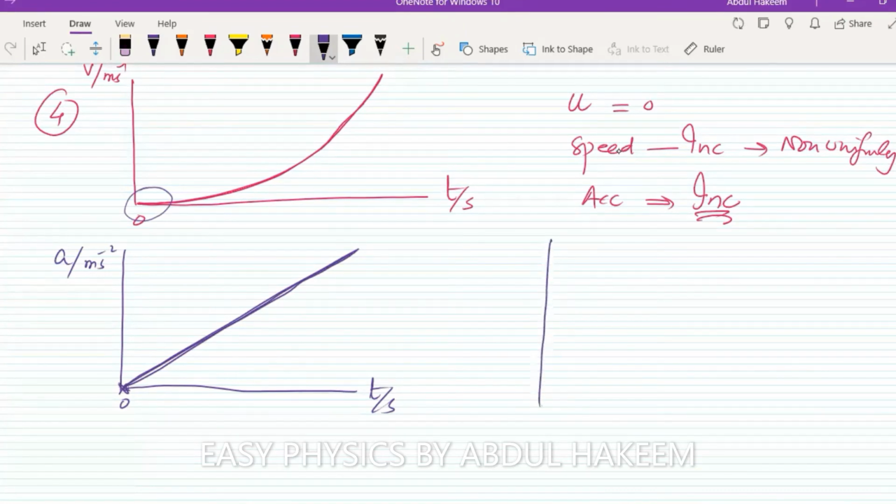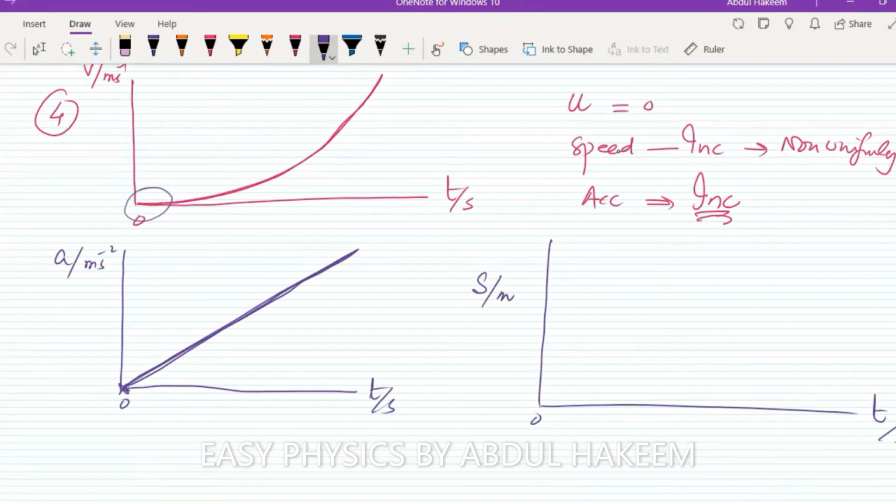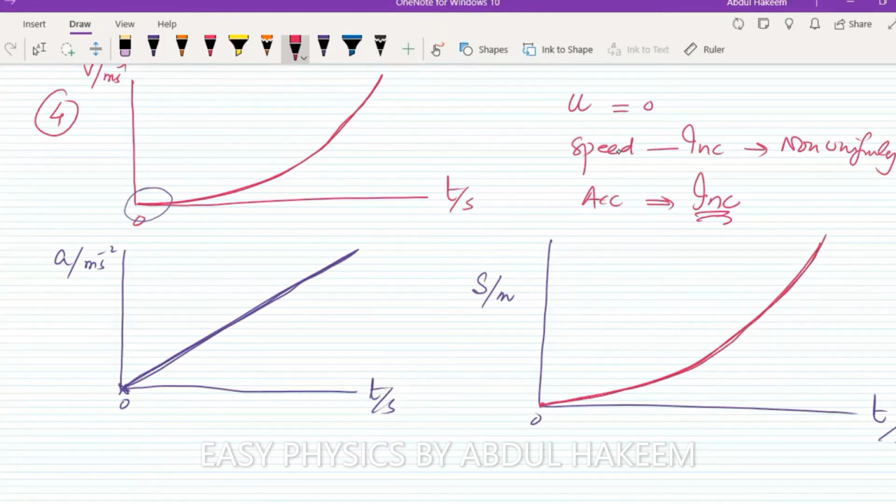And the distance-time graph, time at the x-axis, distance at the y-axis. Initially, the speed is 0 and the speed is increasing, so the gradient of the graph is increasing. So this is the graph. The gradient of the line is increasing, initially 0 because the speed is 0. Then speed increases, so the gradient increases.